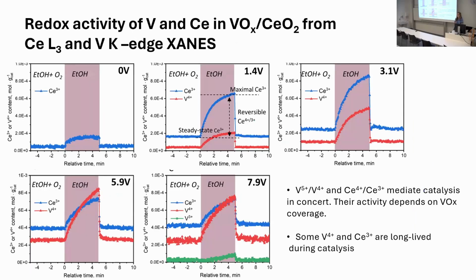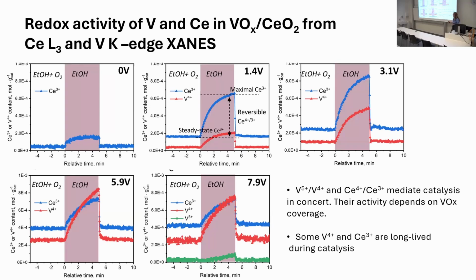So we performed again this oxygen switching experiment, and what we could see was quite interesting. Here you can already see that we measured both redox activity of vanadium and cerium. Cerium redox activity is shown in blue, and vanadium redox activity is shown in red. Here we almost never detected vanadium 3+, so I will not speak about it. So we will focus on the reactivity of the vanadium 4+, vanadium 5+ redox couple and the cerium 3+, cerium 4+ redox couple.